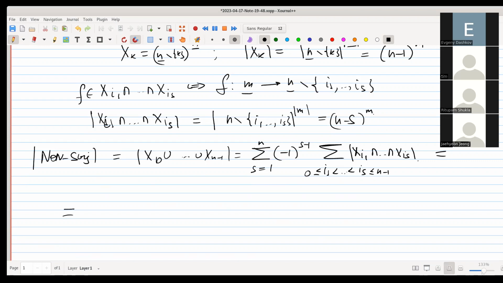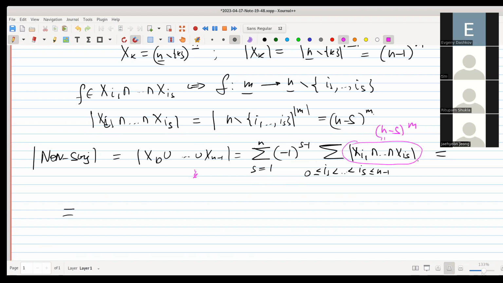But this number is known to us. This number equals what? We have just computed that. What is it? N minus s to the power m. Exactly. It is n minus s to the power m.